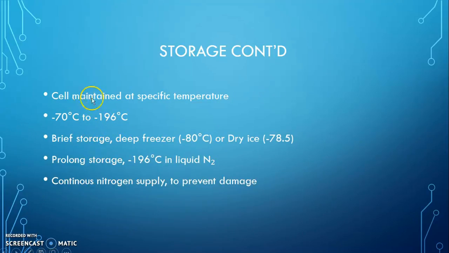Storing the sample can depend on whether it is going to be for a brief storage or a prolonged storage. If it is to be a brief storage, like a short period of time, the sample should advisably be stored at negative 80 degrees Celsius in a deep freezer, or in dry ice, which has a temperature of negative 78.5 degrees Celsius.